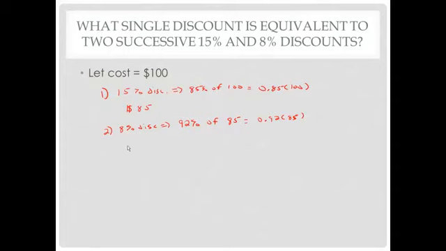So with that discount, now the price is at $78.20. Our question was, what was the total percent discount that we got? Well, if we started off with the base of 100 and then we ended up at 78.20, then that means we got a total discount of 21.8%.